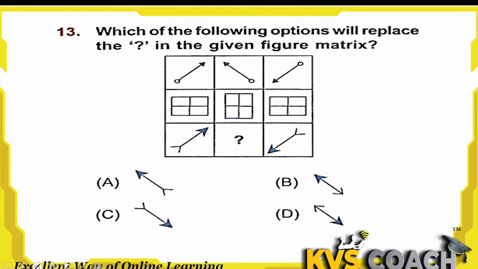Okay. Next is, which of the following options will replace the question mark in the given figure matrix? So let's check how we solve this. After the first rotation of this figure we will get this. This is the second figure, and after the second rotation we will get this. Third figure we will get here after this rotation. Here this is rotating like this, and after that it will rotate again from here to here, and again it will rotate.